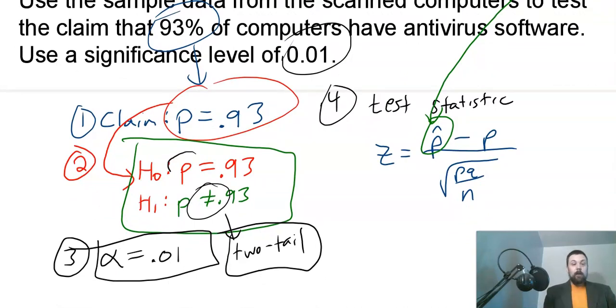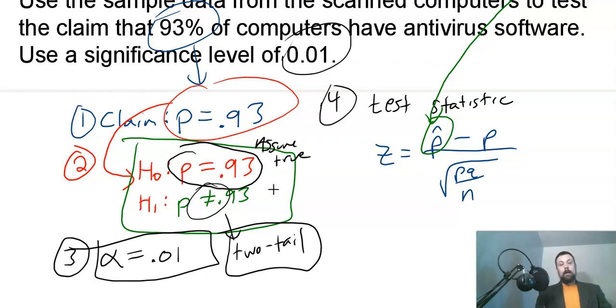But for the sake of argument, to test this claim, we are going to assume the null hypothesis is true. So I'm going to assume it's actually equal to 0.93. I don't have any evidence for that yet, but I'm going to assume that. In fact, that's what we're testing, right? We're testing whether p is equal to 0.93. So let's just assume that it is, and then compare that to the sample statistic, the sample proportion, and get this z-score based on those two things. And then we can make a judgment as to whether that seems like a sound assumption or not.